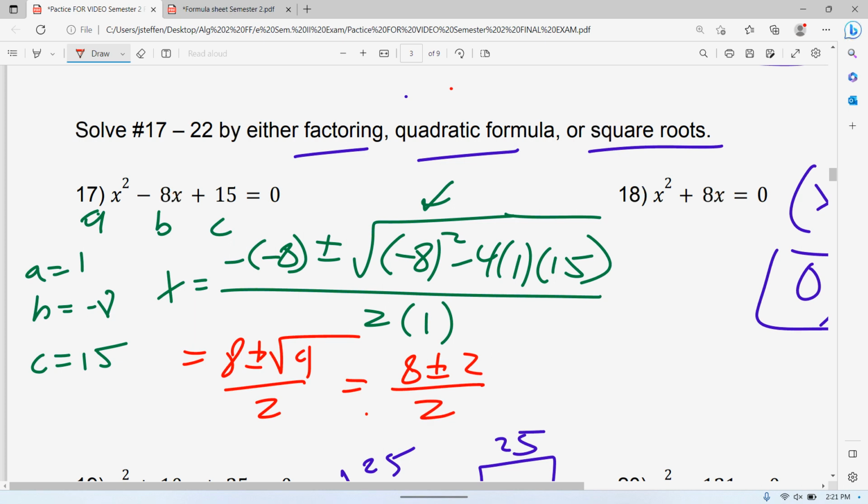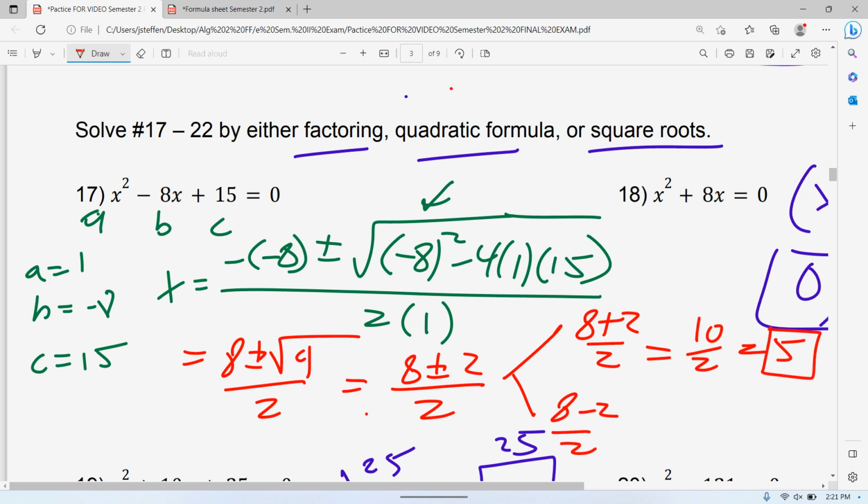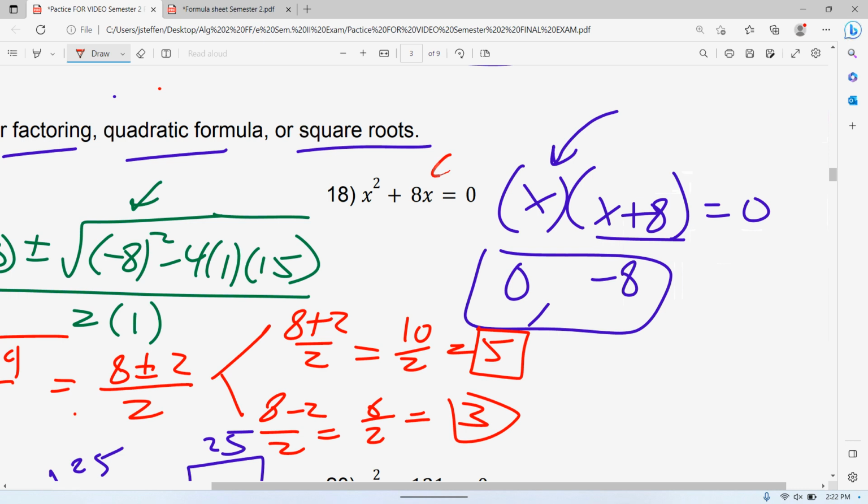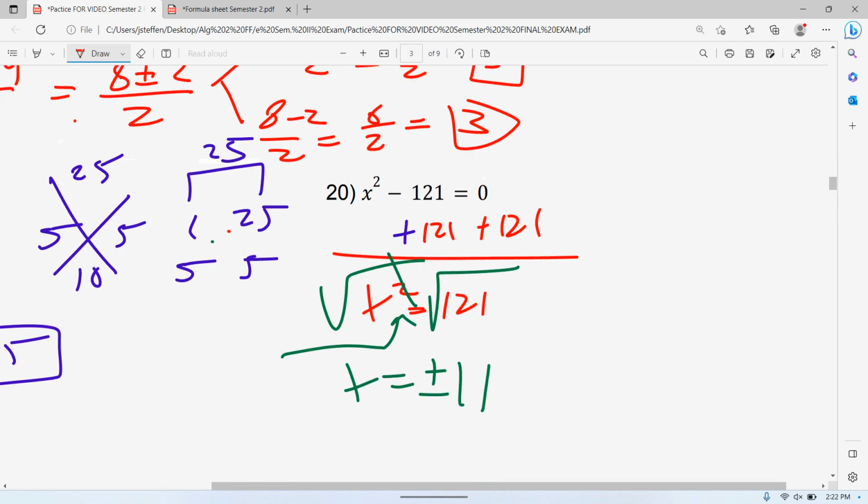So we have 8 minus 2 over 2. So 8 plus 2 is 10. So that's 5. 8 minus 2 is 6. 6 over 2 is 3. So that's where we got the 5 and the 3 from. Now, if you want to use that for number 18, that's fine. Just remember your C is 0, so your A is 1, your B is 8. Even number 20, you can use that. Just remember your B is 0 because there is no x term, your A is 1, and your C is negative 121. So you could have done that one as well with the quadratic formula.